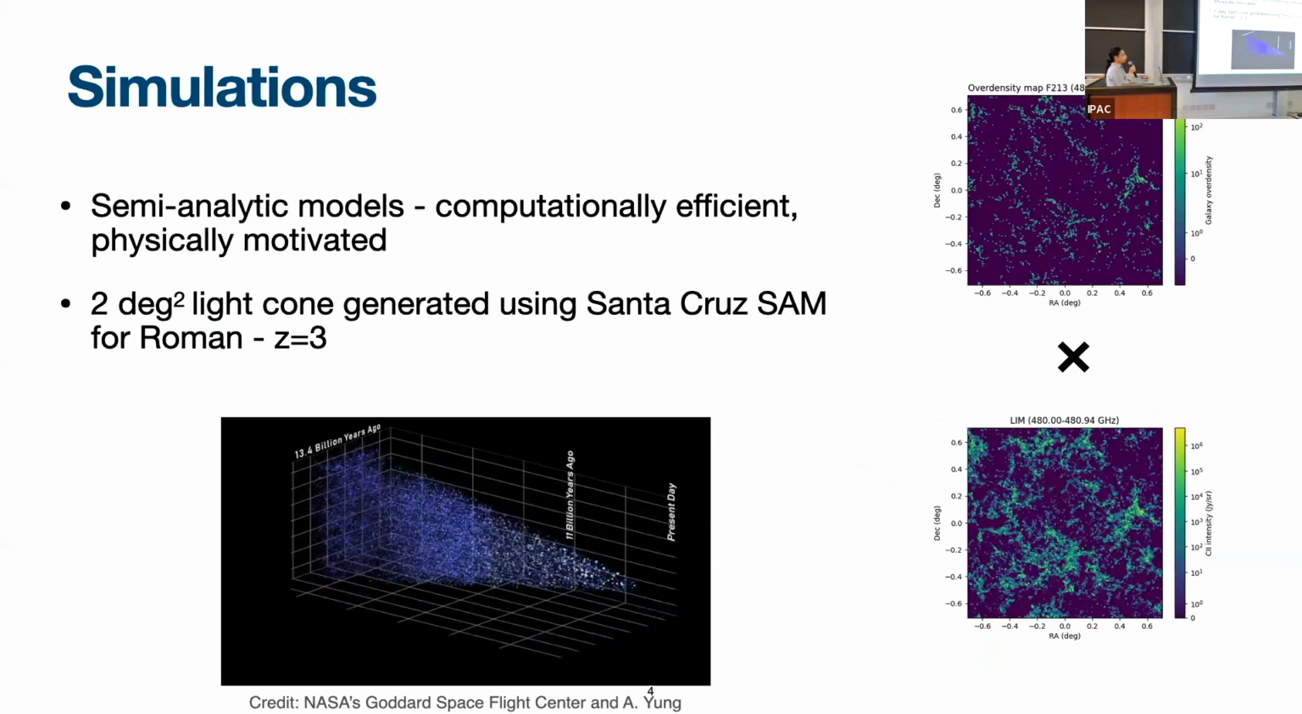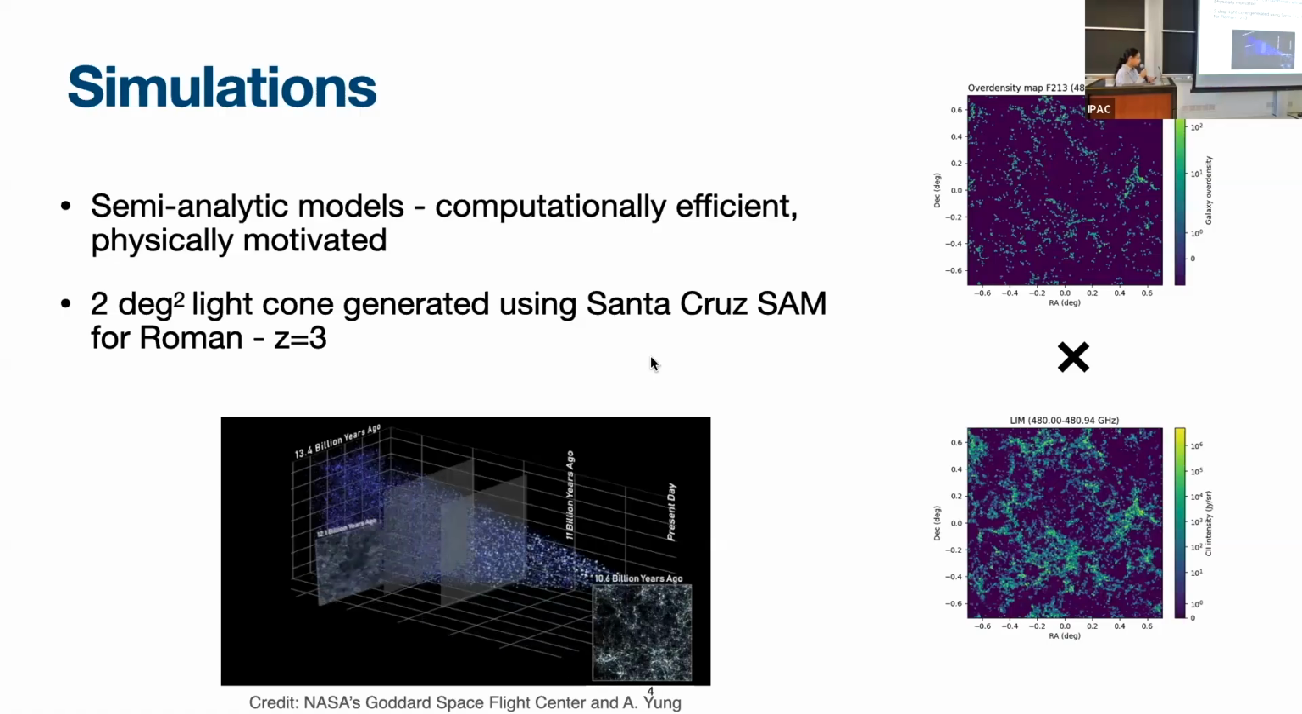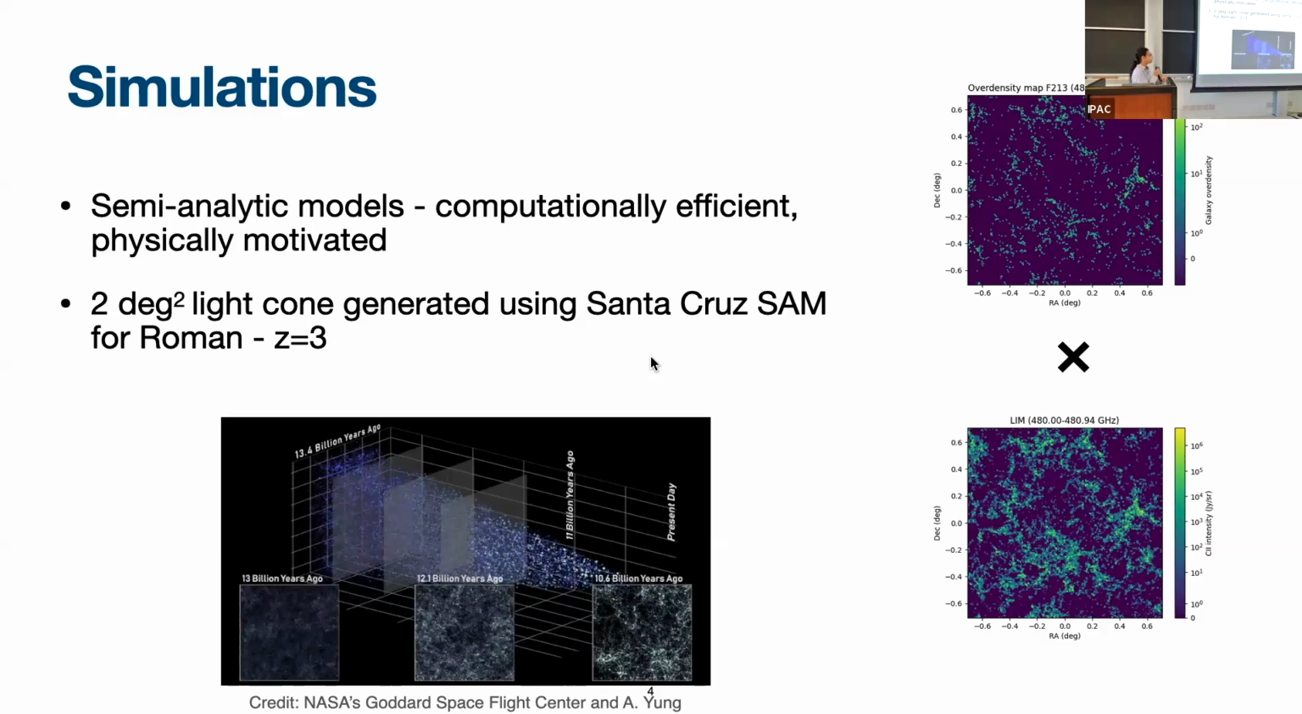So to make these forecasts, we use semi-analytic models, which are computationally efficient and physically motivated. So we use a 2-degree square light cone generated using Santa Cruz SAM for Roman, and we use a slice around a redshift of 3. So this light cone was generated by Aaron Young and collaborators. So using this light cone, we make galaxy overdensity maps to simulate selection by Roman, and also C2 line intensity maps, and we cross correlate these two maps.